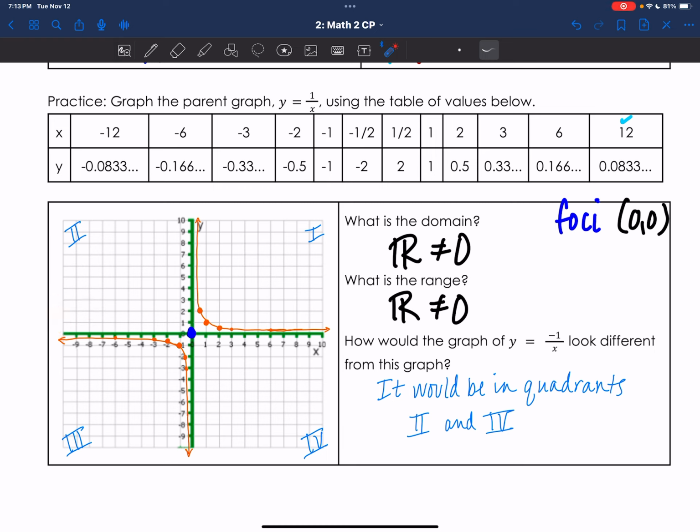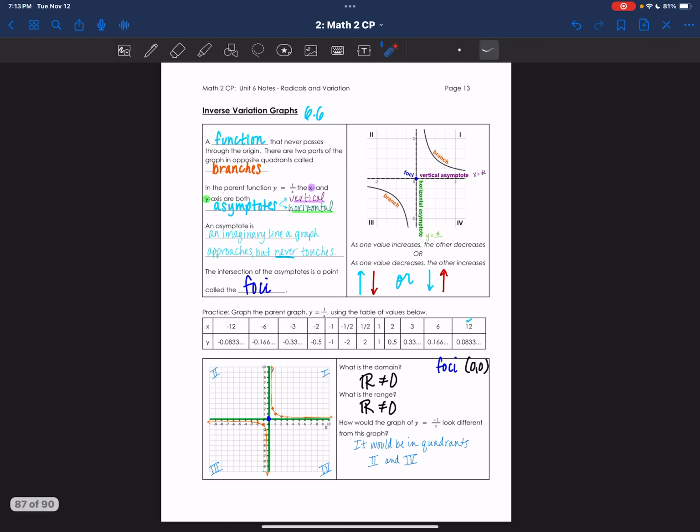So if you notice, for the domain, it's never going to be 0. So you would write it like this. And then for your range, it's never going to touch 0. So you would write it like this. Now, if you were to have a -1 over x, that would look different because it's in quadrants 2 and 4. So it would look like this. So it'd be for negative. This is a positive. All right, and the focus is at (0, 0) for the origin.